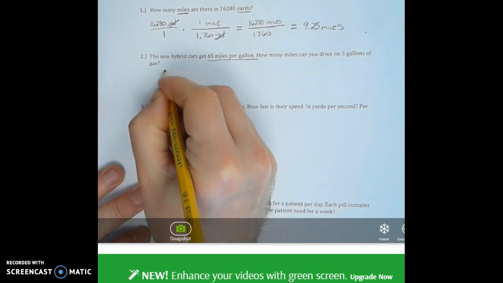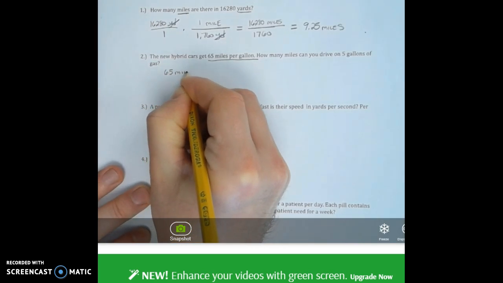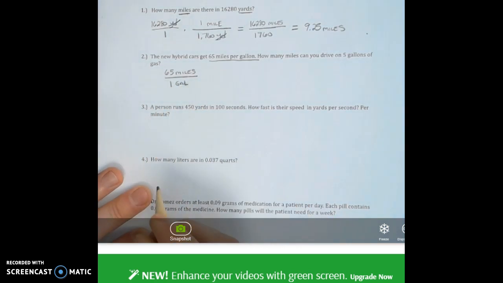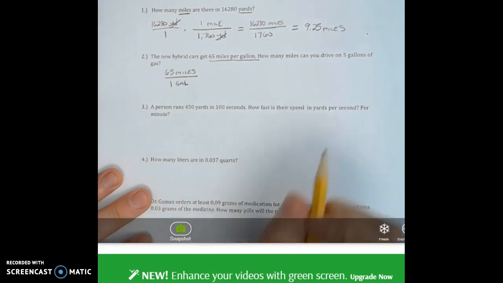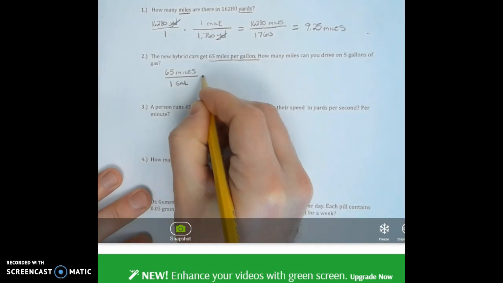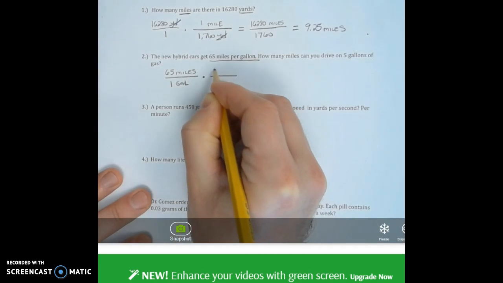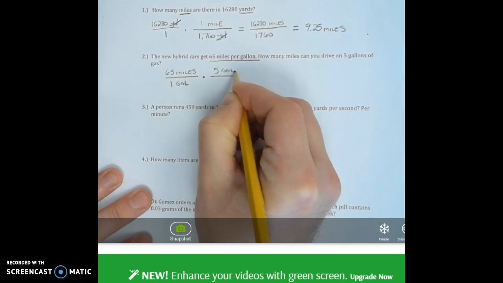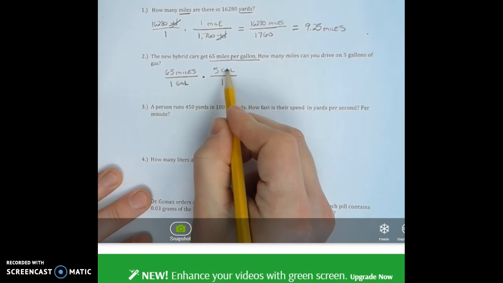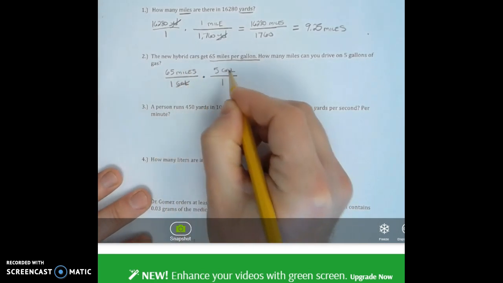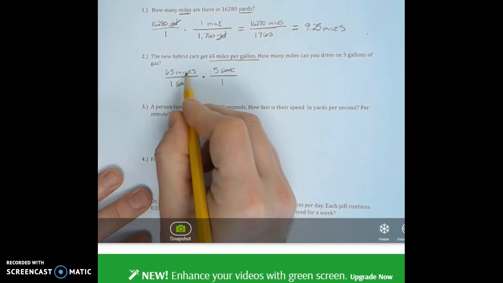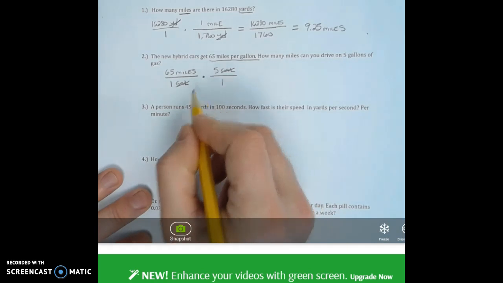I'm going to start by putting my 65 miles over 1 gallon. Okay, I get 65 miles per gallon with the car, and I want to know how many miles can you get if you have 5 gallons of gas. So I'm going to multiply now by the 5 gallons over 1. And again, this setup is useful now because I can cancel out these units, gallons in the denominator with gallons in the numerator, and so my only units left are now the miles. And so I was trying to figure out how many miles I could drive.